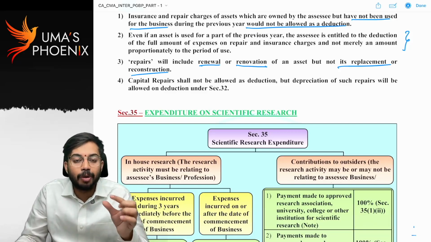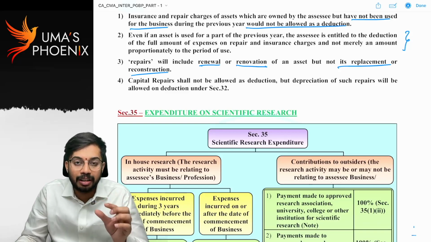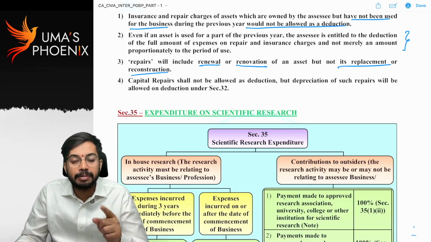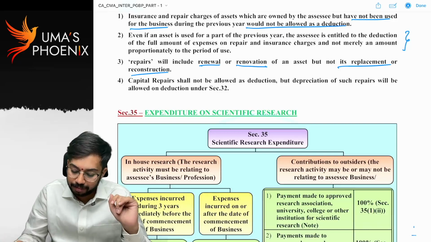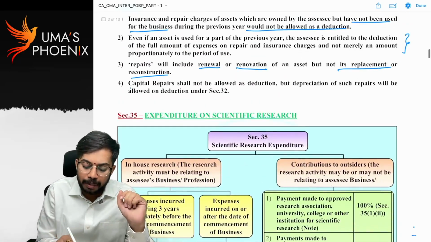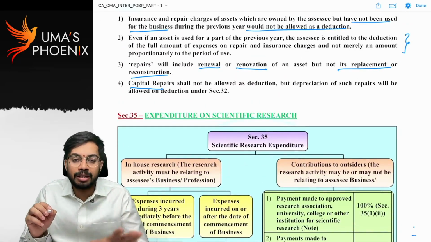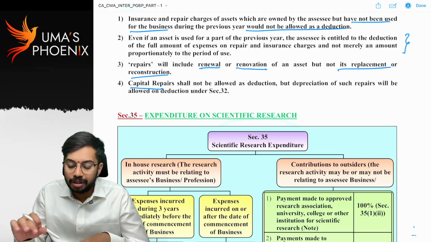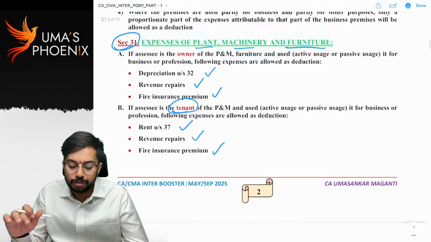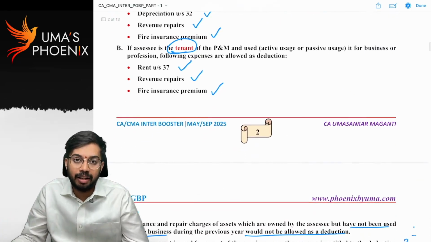So whatever small renewals or replacements, small renovations are there, only they are allowed as deduction in P&L account. If there is any replacement or reconstruction of the building, that is not considered as revenue repairs. Capital repairs, I told, are also allowed as deduction in P&L account, but not in the current year. First you have to recognize it as an asset and you have to provide depreciation for it over a period of time. So these are all the expenses relating to section 30 and section 31.